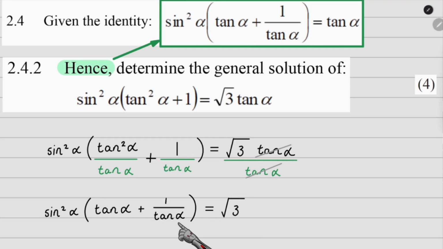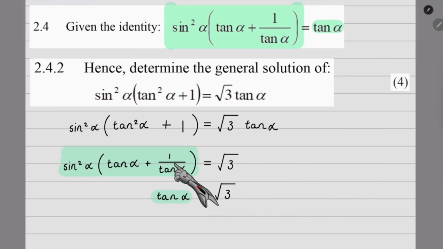And now you can see we've got the identity. Basically the left hand side of the identity is matching up with the left hand side of our equation. So this whole thing over here is equivalent to tan of alpha. So I can change this whole thing over here to a tan of alpha. And as discussed, we just changed it to a tan of alpha, and now we are back in familiar territory. So now I can go ahead and get my reference angle as well as my quadrants and general solution.